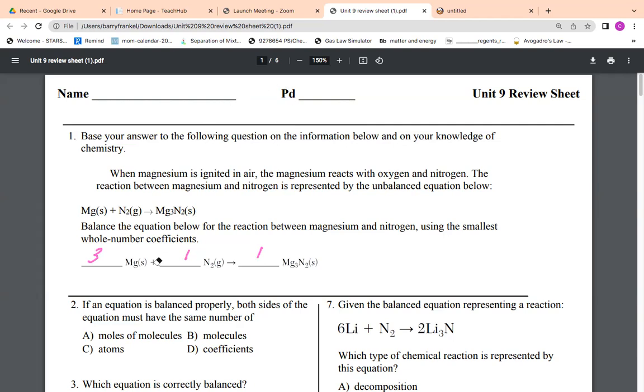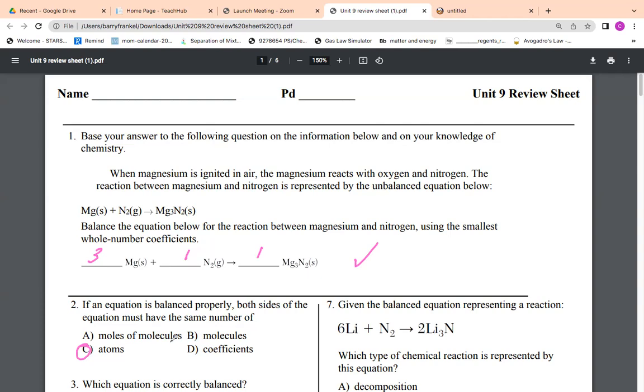Next question, I'm actually going to use number 1 to help us with number 2. Okay. So if an equation is balanced properly, both sides of the equation must have the same number of what? The answer is going to be atoms. Okay. Let's look at why the other answers don't make any sense, because this is correctly balanced, okay?